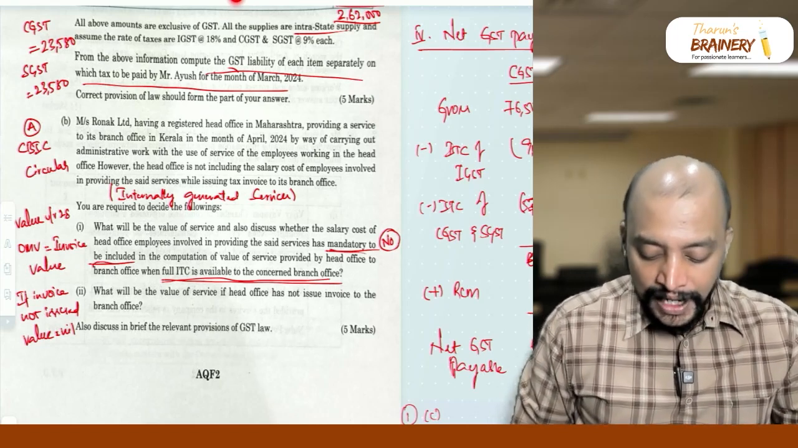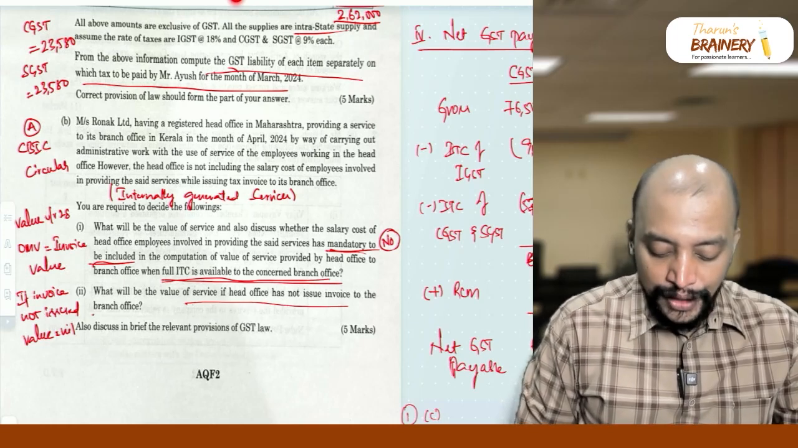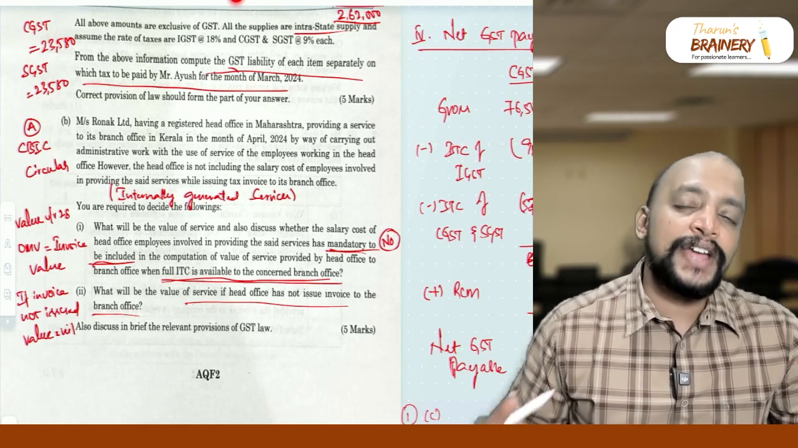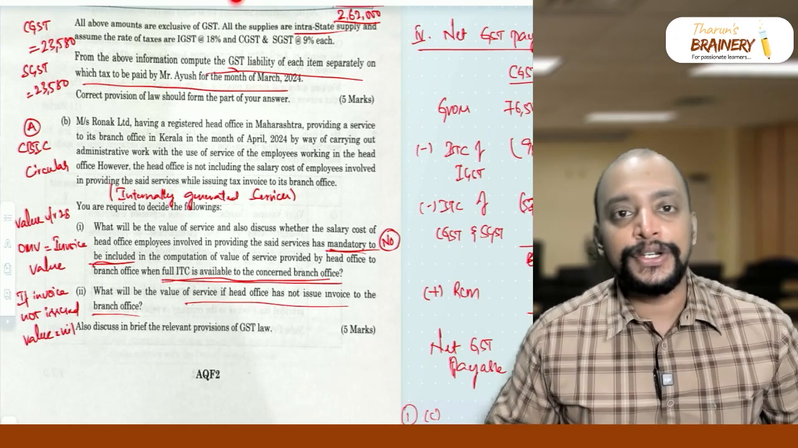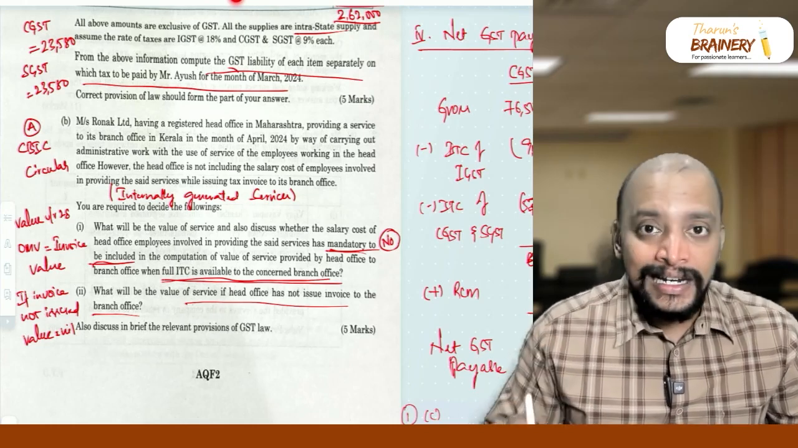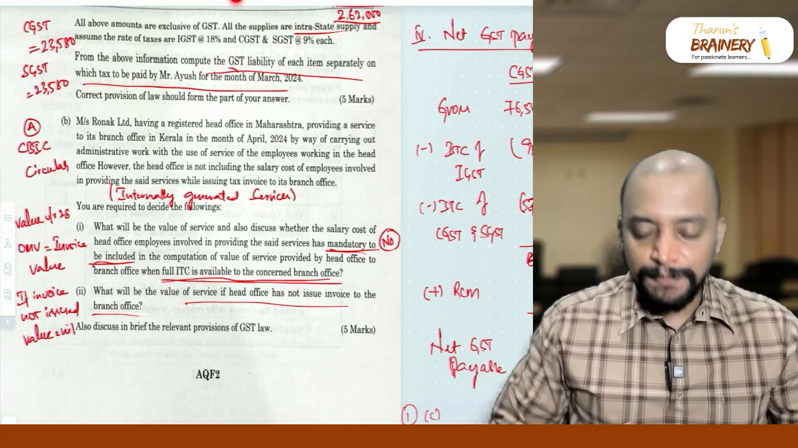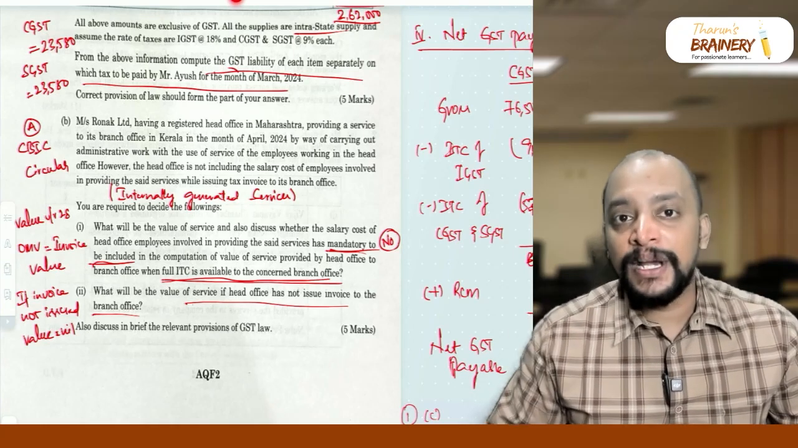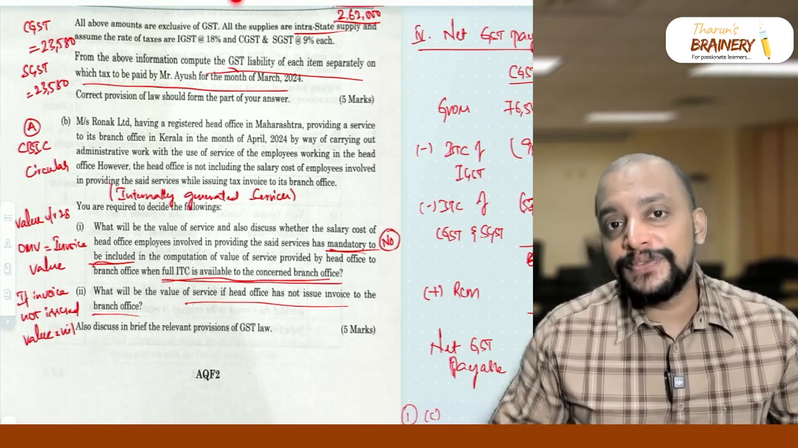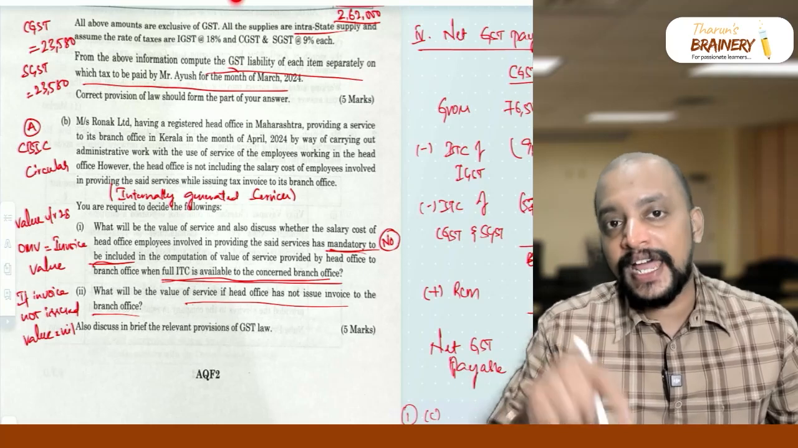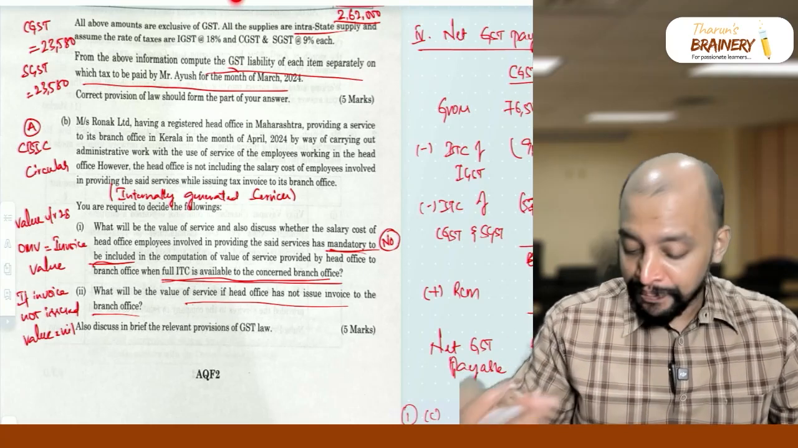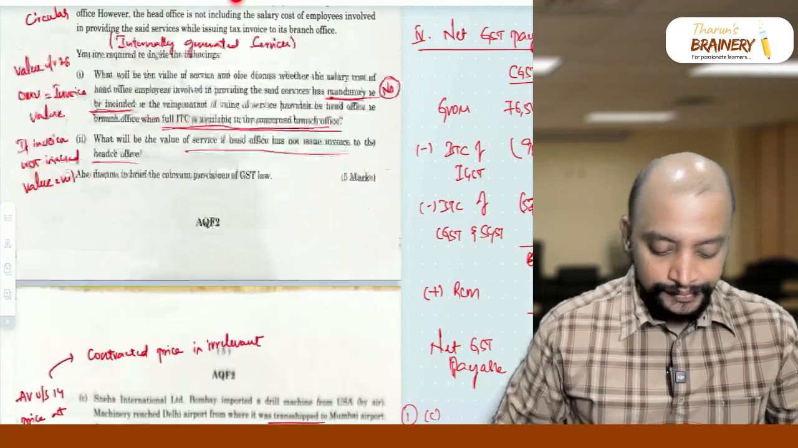No. What will be the value if the head office has not issued the invoice to the branch office? For that also we have a provision. If invoice is not issued, the value will be taken as nil, as per that circular. So if invoice not issued, value will be nil. So this part we need to write. Actually it is an amendment, and I have posted the amendments video for November 24. There also I have discussed this particular part. Okay, so you can refer to that.